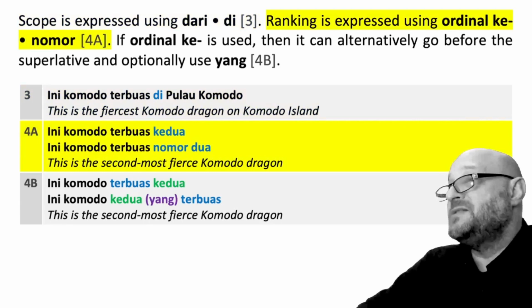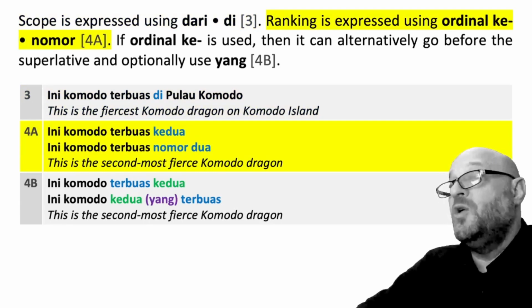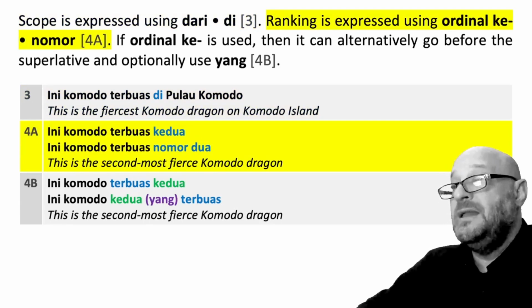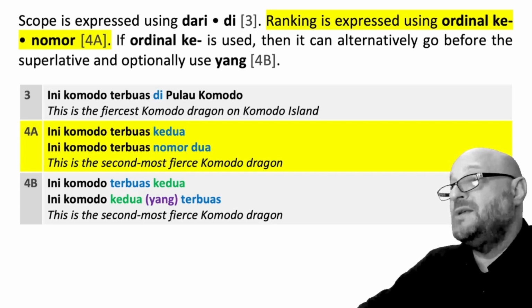Ranking is expressed using ordinal ke or nomor. Example 4a, ini Komodo terbuas kedua. Or ini Komodo terbuas nomor 2. This is the second most fierce Komodo dragon.